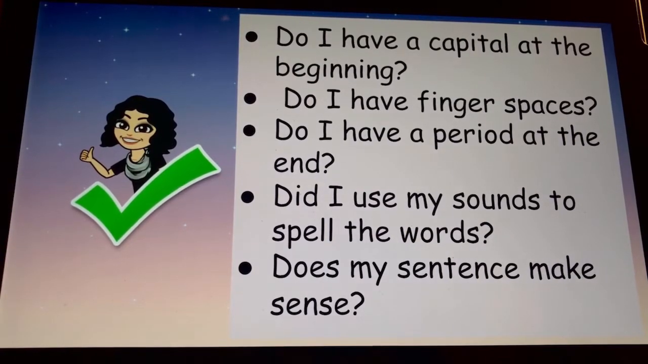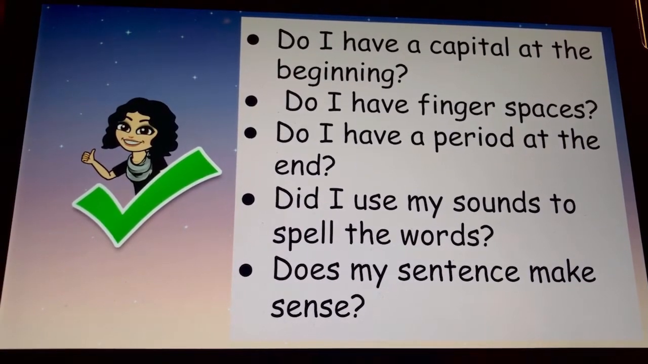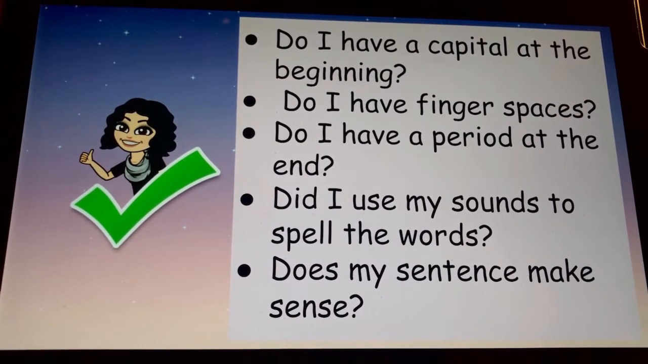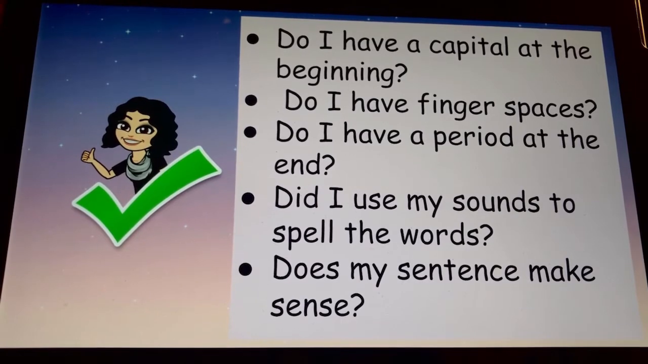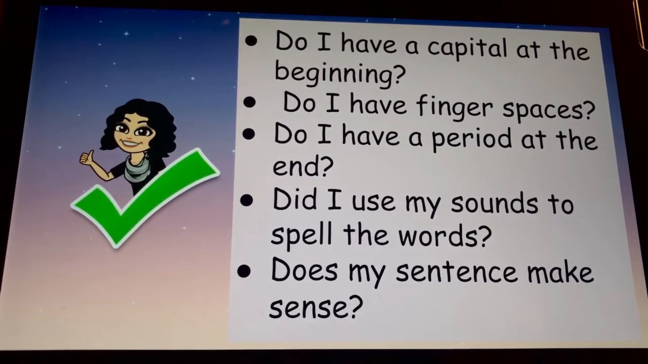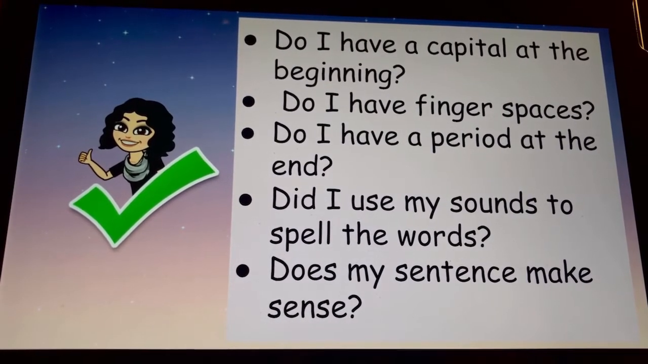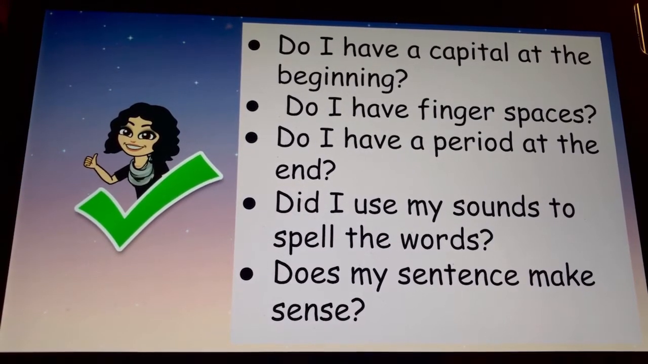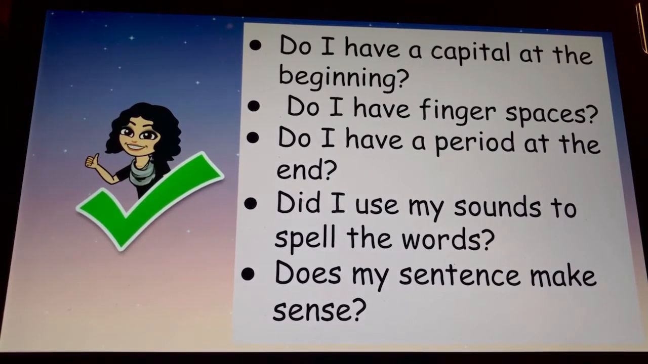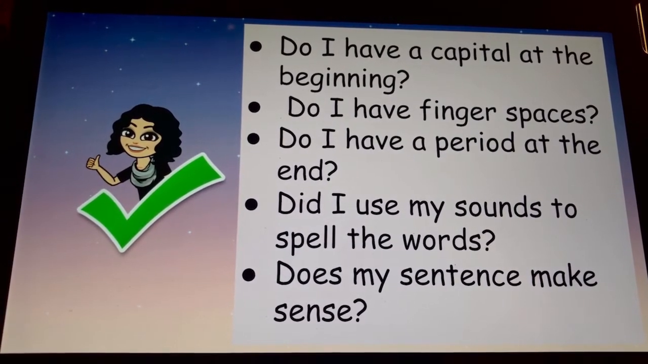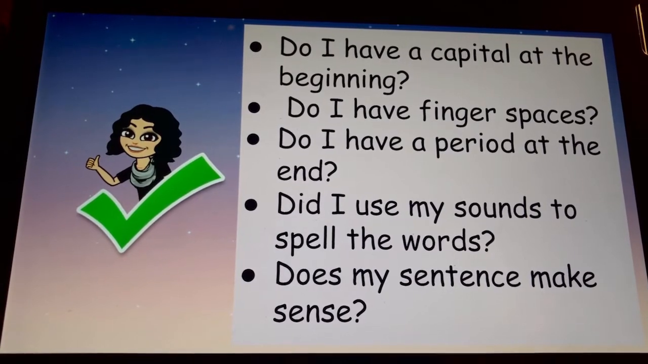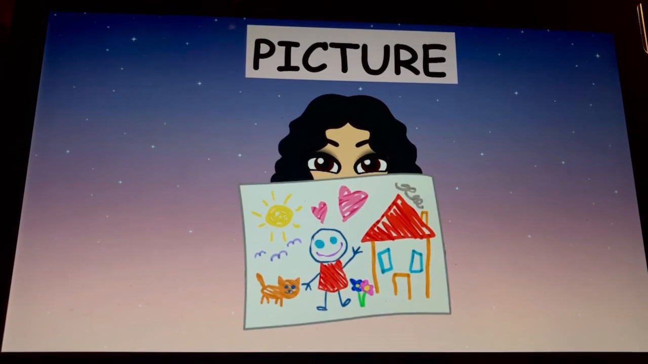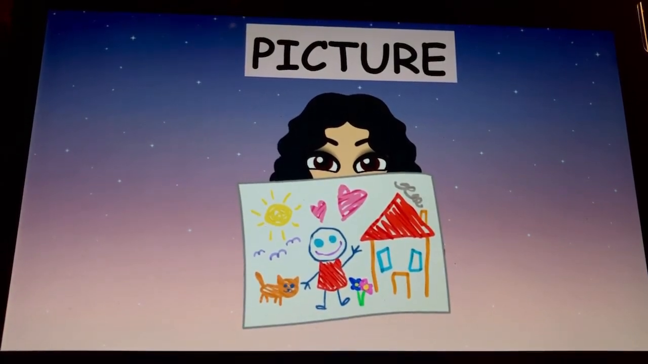Now that you have finished writing your sentence, we have to check your sentence. Does your sentence have a capital at the beginning? Did you leave finger spaces between the words? Does it have a period at the end? Did you use your sounds to spell the words the best that you can? And last, reread your sentence to make sure that it makes sense. Great, now that you finished writing your sentence, you're ready to draw a picture.